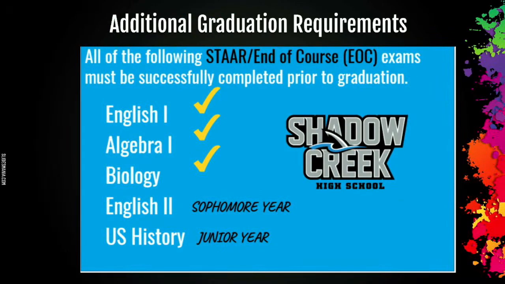All right, so a couple more graduation requirements here. We have our STAAR or end of course exams. There are 5 exams that your student must take and pass in order to graduate. Generally, the freshman year, students will take English 1, Algebra 1, and Biology. If your student took Algebra 1 in junior high and already took the STAAR EOC, then they're done, okay? So generally, English 1, Algebra 1, Biology are the 3 freshman year. Sophomore year, students will take English 2, and then junior year, students will take U.S. history.